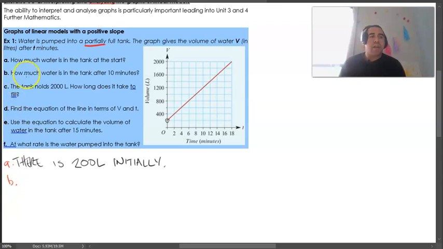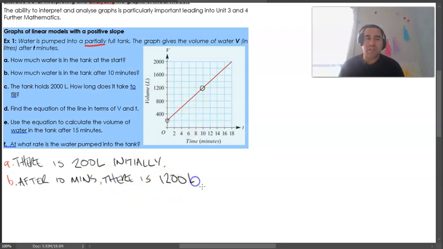First question, done. Very simple to interpret that information. Second one, how much water is in the tank after 10 minutes? So we look at the time on the bottom, on the horizontal, the t-axis, look at 10 minutes and map it out to the line to indicate that at 10 minutes is 1,200. So how much water is in the tank after 10 minutes? After 10 minutes, there is, in this case, 1,200 liters.